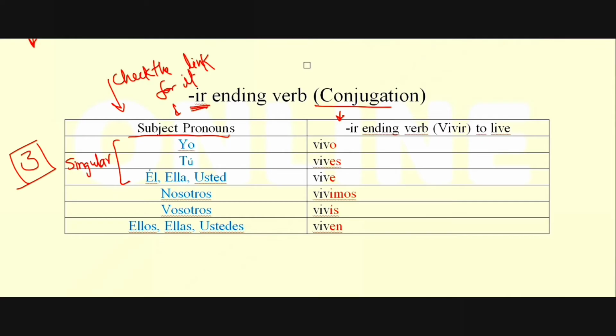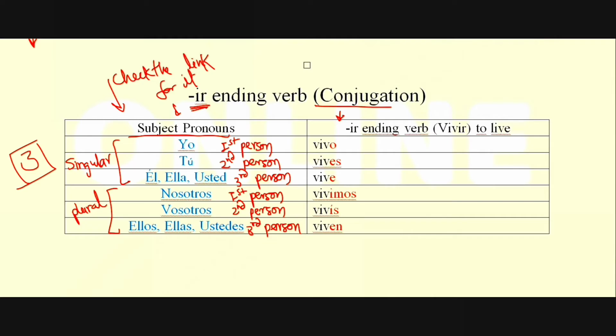See, yo, tú, él, ella, usted. This is singular: first person, second person, third person. And nosotros, vosotros, ellos, ellas, ustedes. This is plural subject pronoun. Yo is first person, as usual. Tú, second person. Él, ella, usted in third person. Nosotros is first person plural. Vosotros, second person plural. And ellos, ellas, ustedes, third person plural.